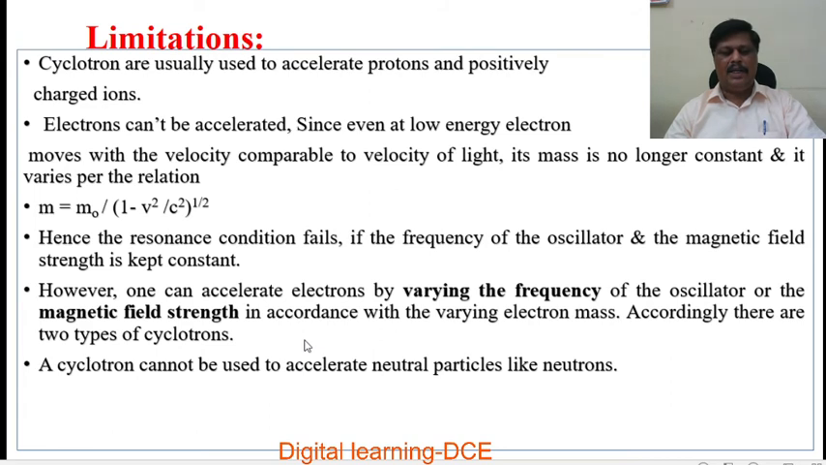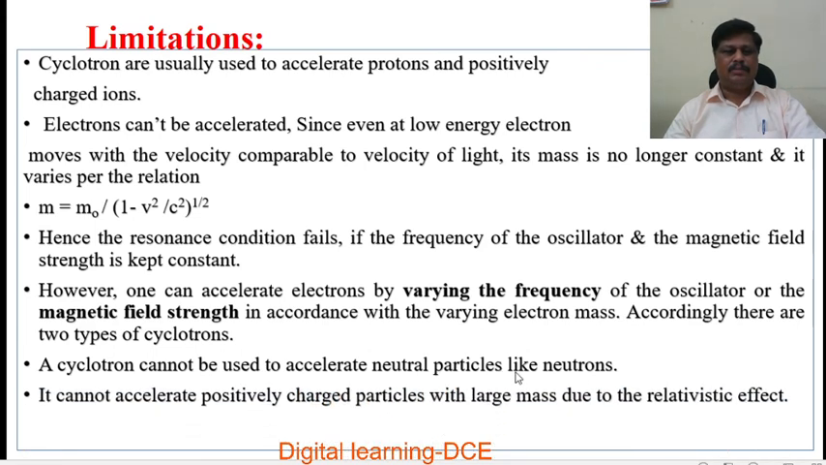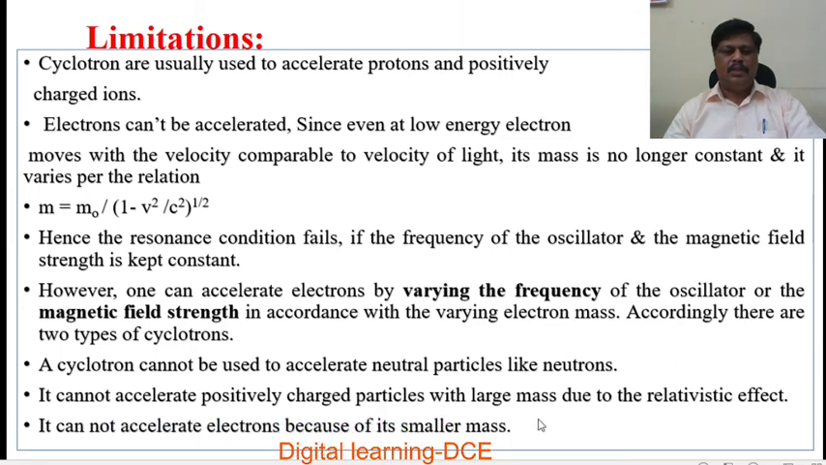So I will explain in the next slide. They are not in the syllabus. A cyclotron cannot be used to accelerate neutral particles like neutrons, because they do not carry charge. They are neutral particles. It also cannot accelerate positively charged particles with large mass due to relativistic effects. And it cannot accelerate electrons because of their small mass, as I explained.